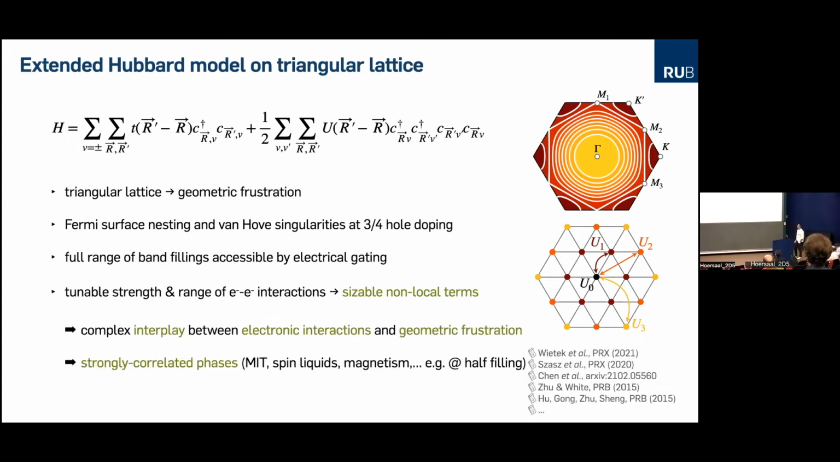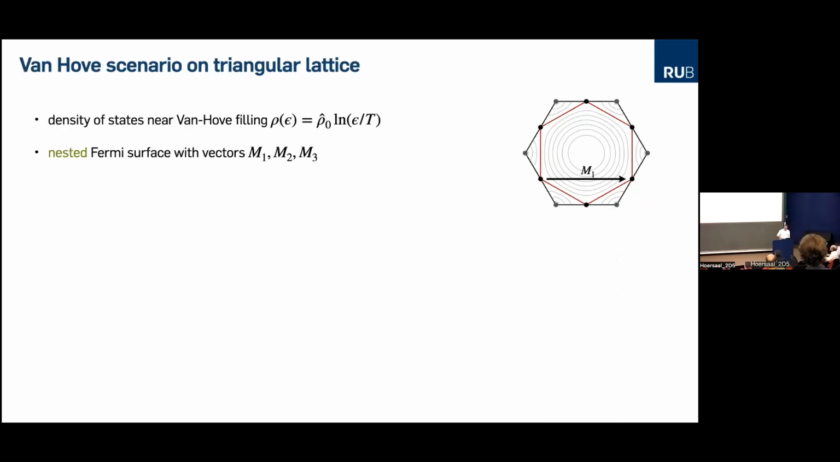So what you can expect is that there's a complex interplay between the electronic interactions and geometric frustration. And we already know, and I think a couple of people in the audience are around that have found this, or at least some version of this model quite interesting in terms of strongly correlated phases, because there are Mott insulator transitions, putative spin liquid states, there is exotic magnetism. For example, at half filling, there are very advanced, sophisticated many-body methods around. And yeah, I think some of the people in the audience have contributed to that question.